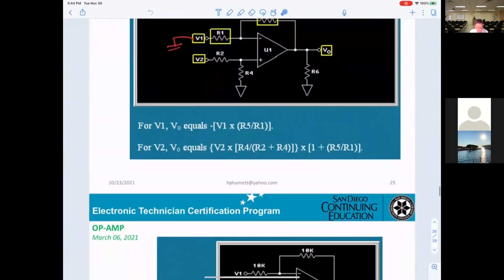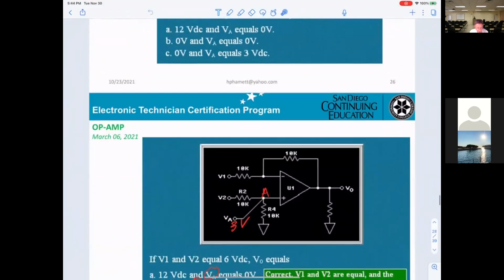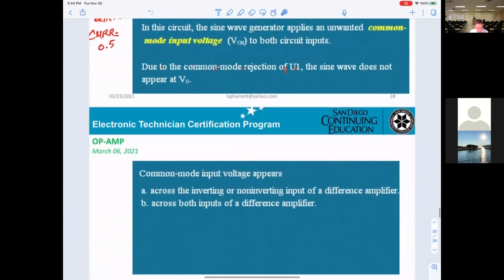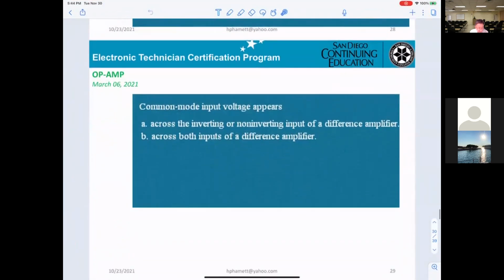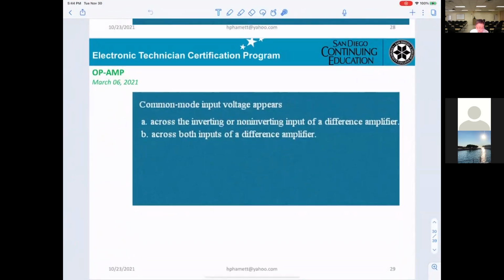Okay, last time we already did this thing here. We have to get through it. Let's see. Common mode input voltage. Common mode input voltage appears across the inverting or non-inverting input of a differential amplifier, across both inputs of a differential amplifier. What do you think, A or B?